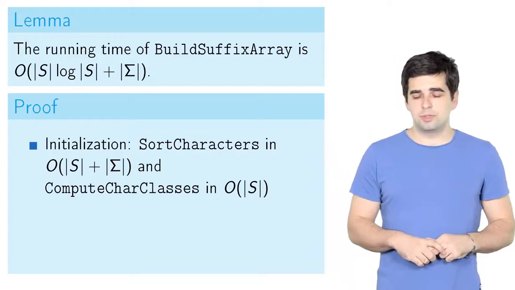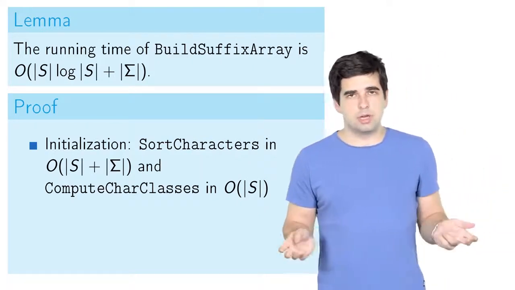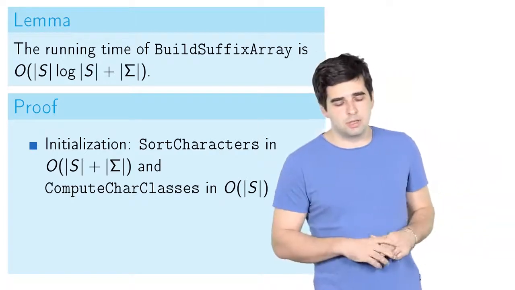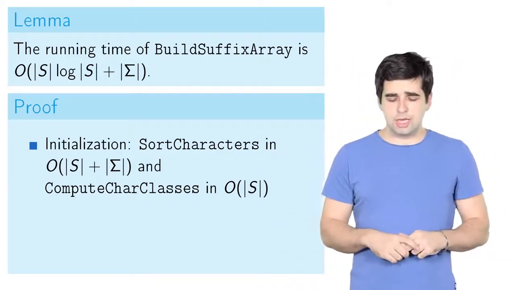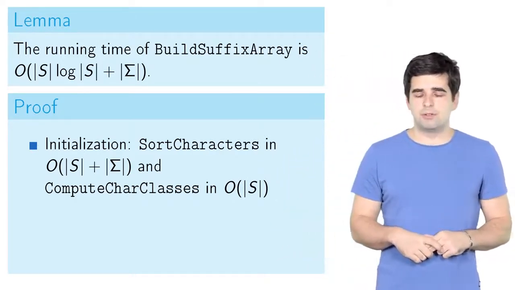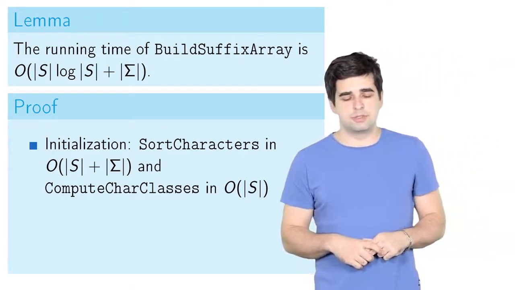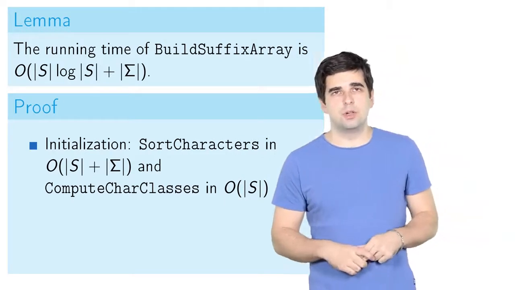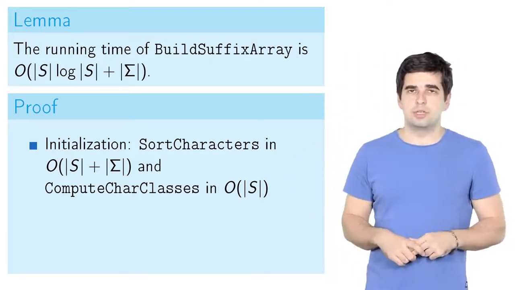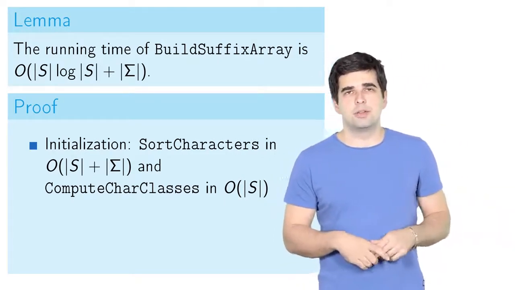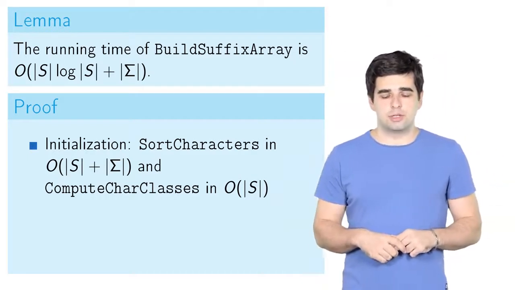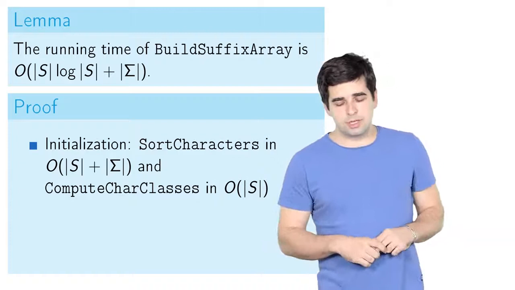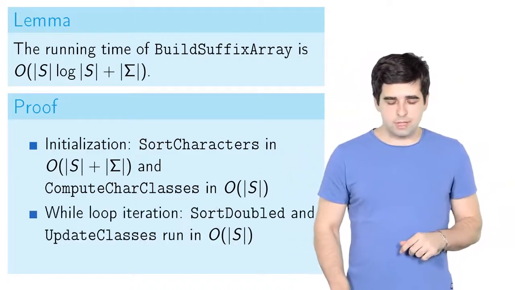But if we wanted, we could just sort them in time S log S without using the counting sort to sort the characters. So we could actually remove the plus alphabet from the build suffix array asymptotics. Although in practice, usually the alphabet is very small, so we don't need to do that, and using counting sort is better than actually sorting the characters in S log S. And we also compute the classes of the characters in linear time after that.